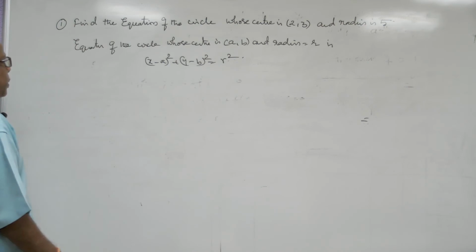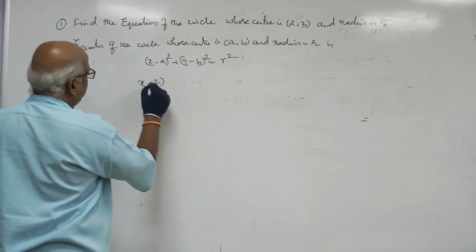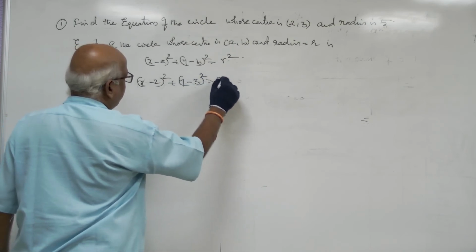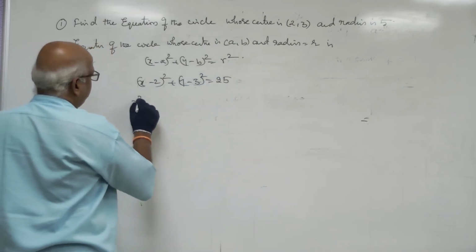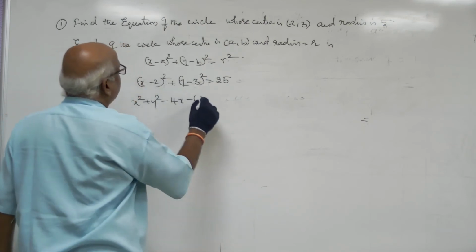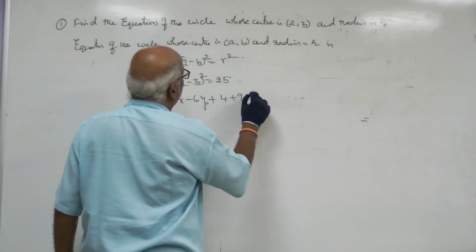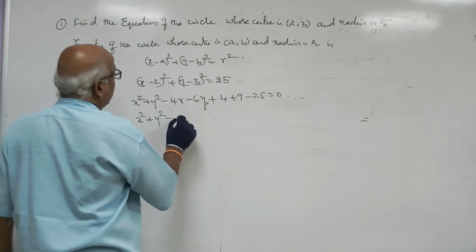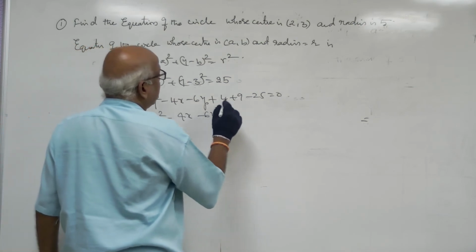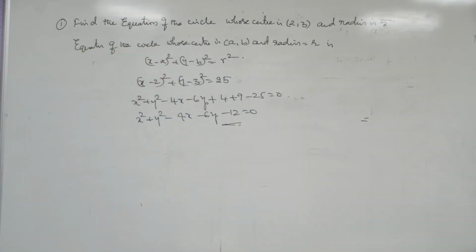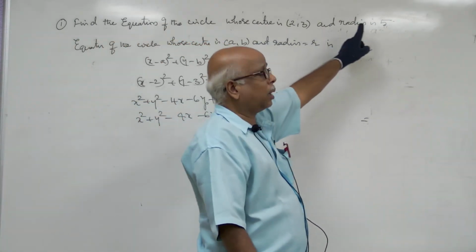A value is 2, b value is 3. X minus 2 whole square plus y minus 3 whole square equal to 5 square, 25. X square plus y square minus 4x minus 6y plus 4 plus 9 minus 25 equal to 0. X square plus y square minus 4x minus 6y minus 12 equal to 0. That is the equation of the circle whose center coordinates are 2, 3 and radius is 5.